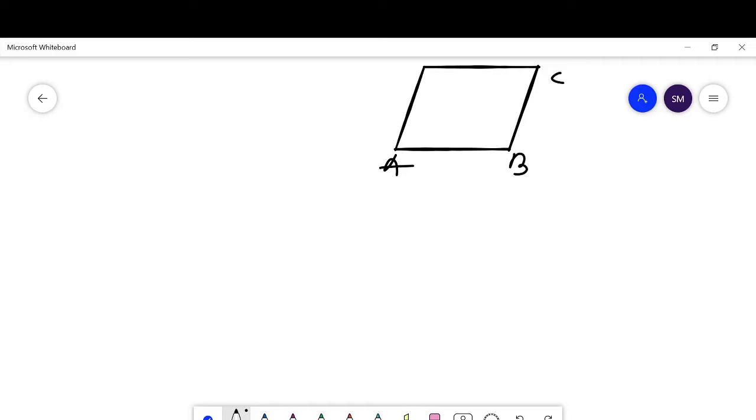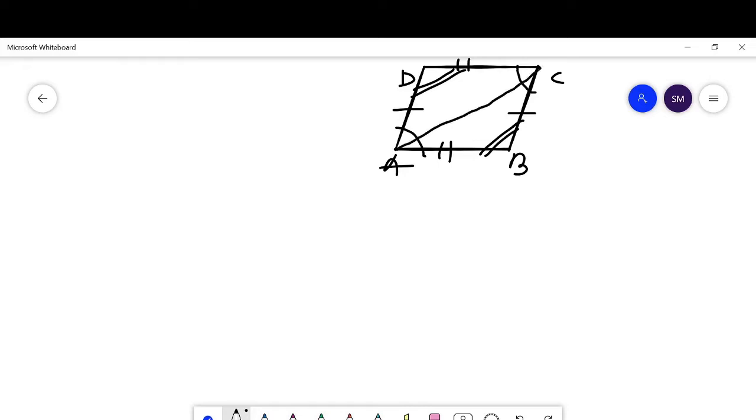Then the properties of a parallelogram say, first property, opposite sides are of equal measure, meaning AB is equal to CD and AD is equal to BC. The second property says opposite angles are of equal measure, meaning angle A is equal to angle C and angle D is equal to angle B. And third, the diagonals bisect each other.